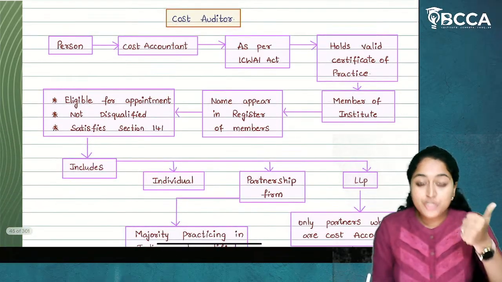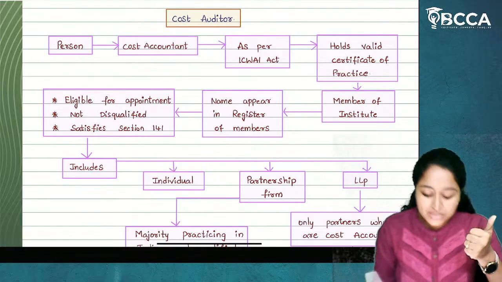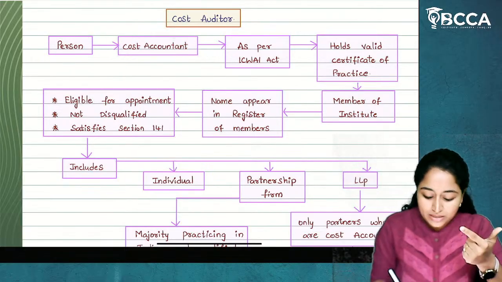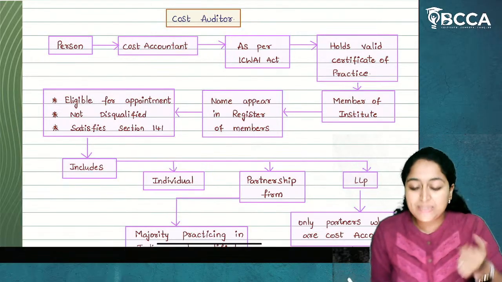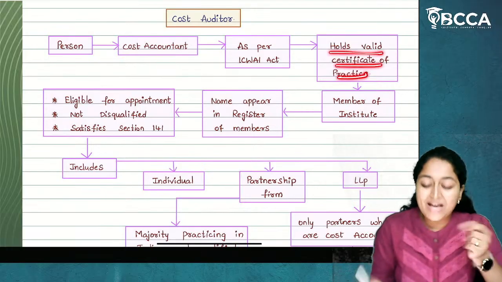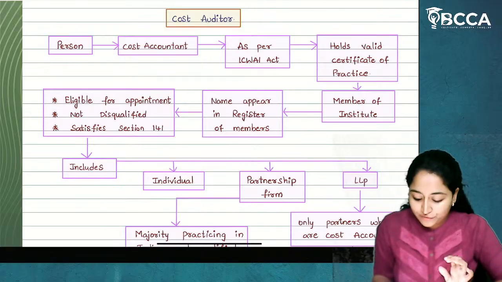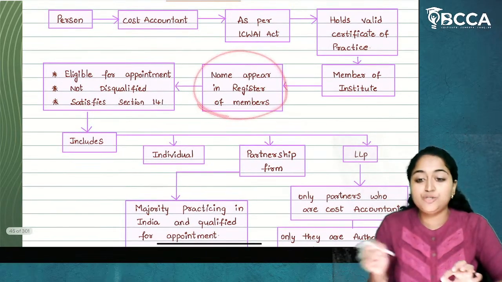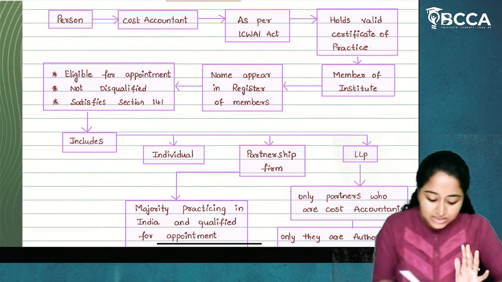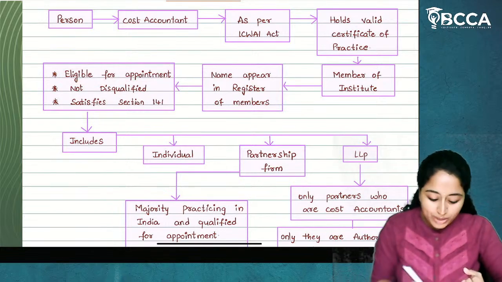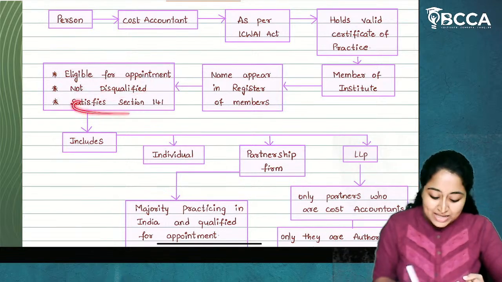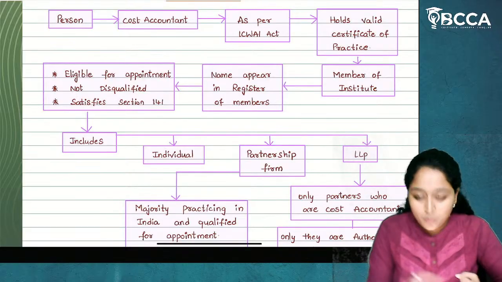Cost auditor. He should be a person and that person should be a cost accountant, cost accountant as per the ICMAI Act. He should hold a valid certificate of practice. He should also be a member of the institute and his name should appear in the register of members. He should be eligible for appointment, not disqualified, and satisfy Section 141.